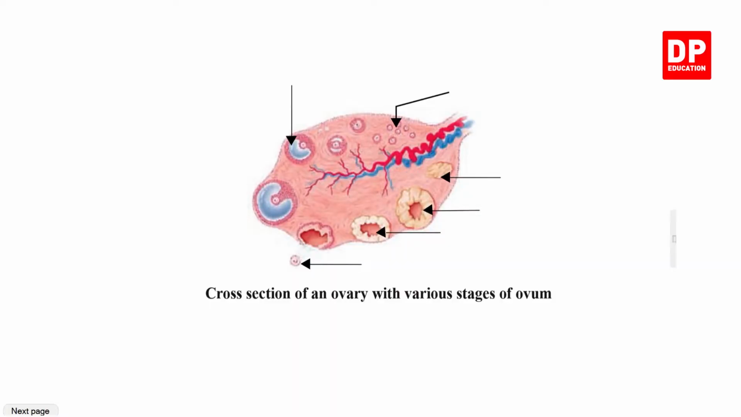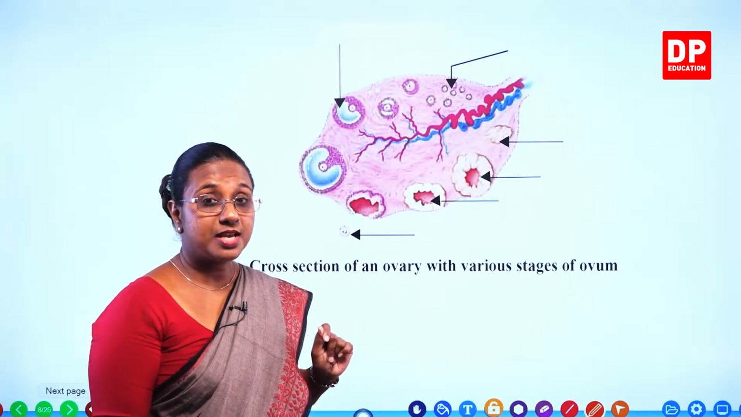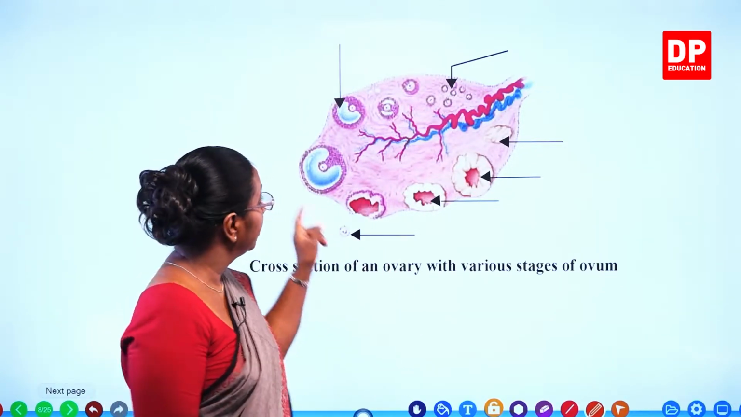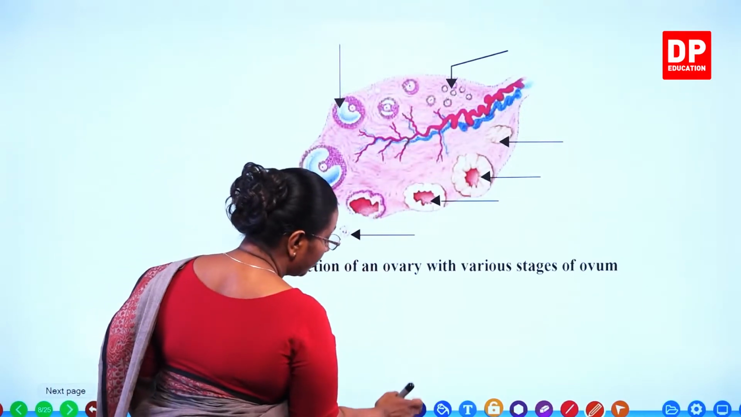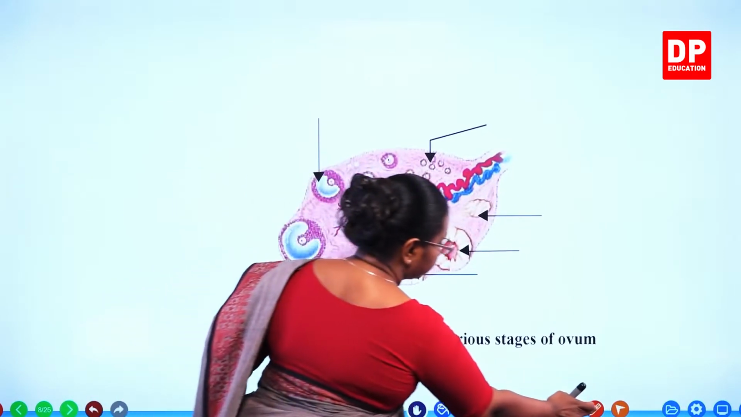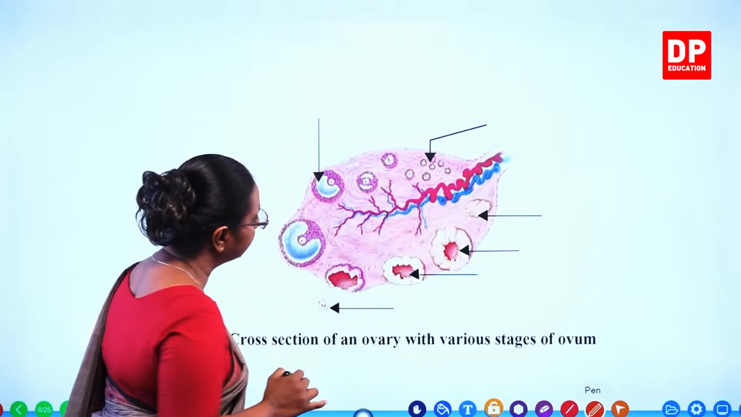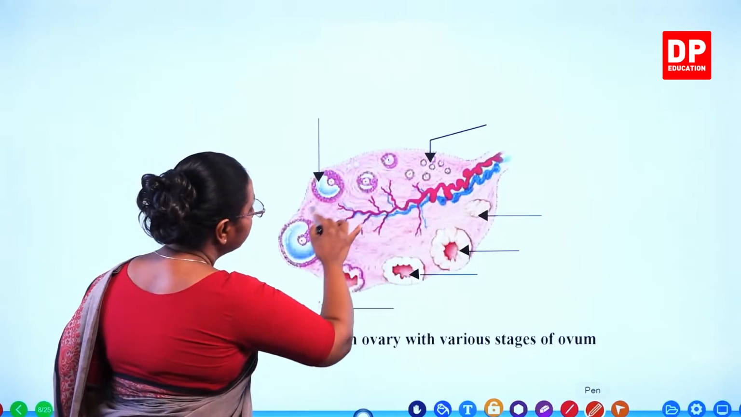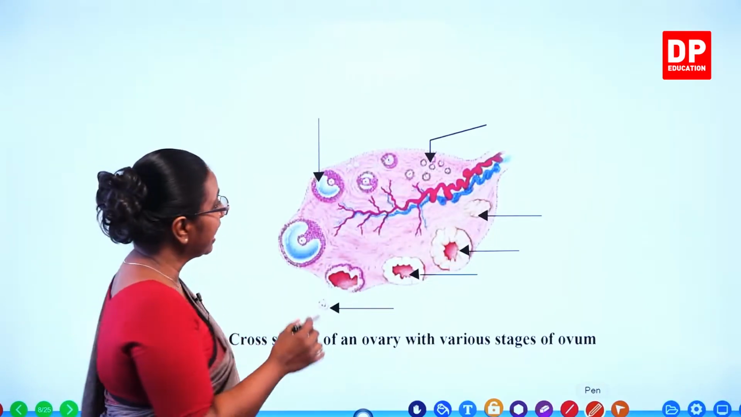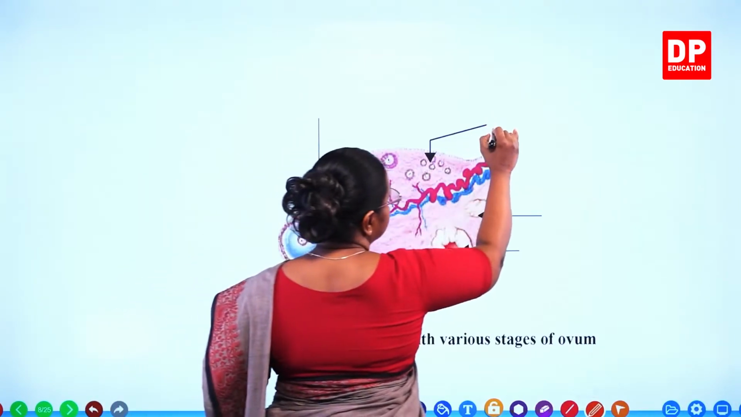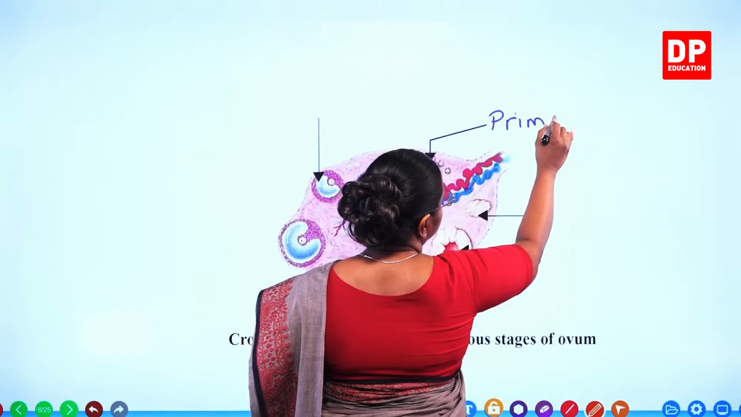So before we go to the menstrual cycle, this is again a cross section of an ovary with various stages of ovum. So as I told you all, ovum is the egg, the female gamete cell of man. So there you can see the small sac-like structures. Here you can see, students. Now here this middle part is the medulla. The outer region is the cortex, and there also you can see. Now the primary follicles are here. These are the primary follicles.